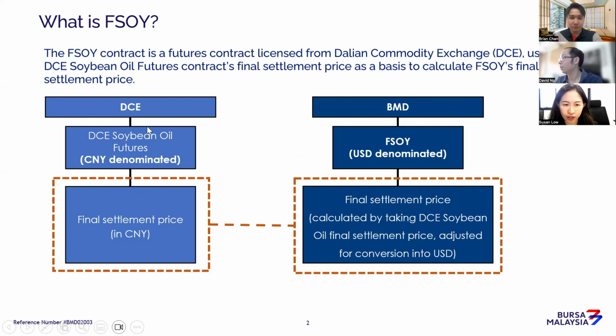DCE is the main contract where we license from, and it is denominated in CNY, Chinese yuan, and so its final settlement price is also in Chinese yuan. So how we do it is we take the FSOY on the same day, during their final settlement day, take their final settlement price in CNY and adjust it into US dollar to be FSOY's final settlement price. So technically, the price fluctuation of these two products should be similar, just one in CNY and one in USD.